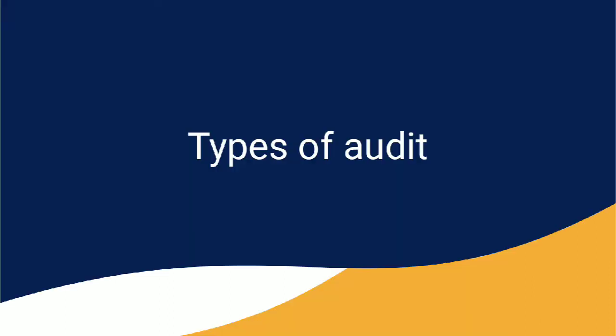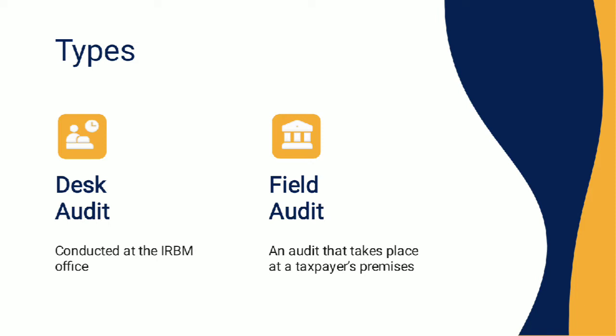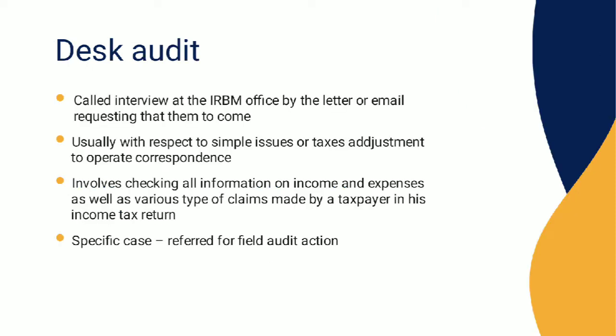There are two types of audit, which are tax audit and field audit. For the tax audit, it is conducted at the IRBM office. Tax audit is usually with respect to simple issues or easy tax adjustments or correspondence. The taxpayer will be called for an interview at the IRBM office by a letter or email requesting them to come to the IRBM office. Tax audit involves checking all information on income and expenses as well as various types of claims made by a taxpayer in his income tax return.